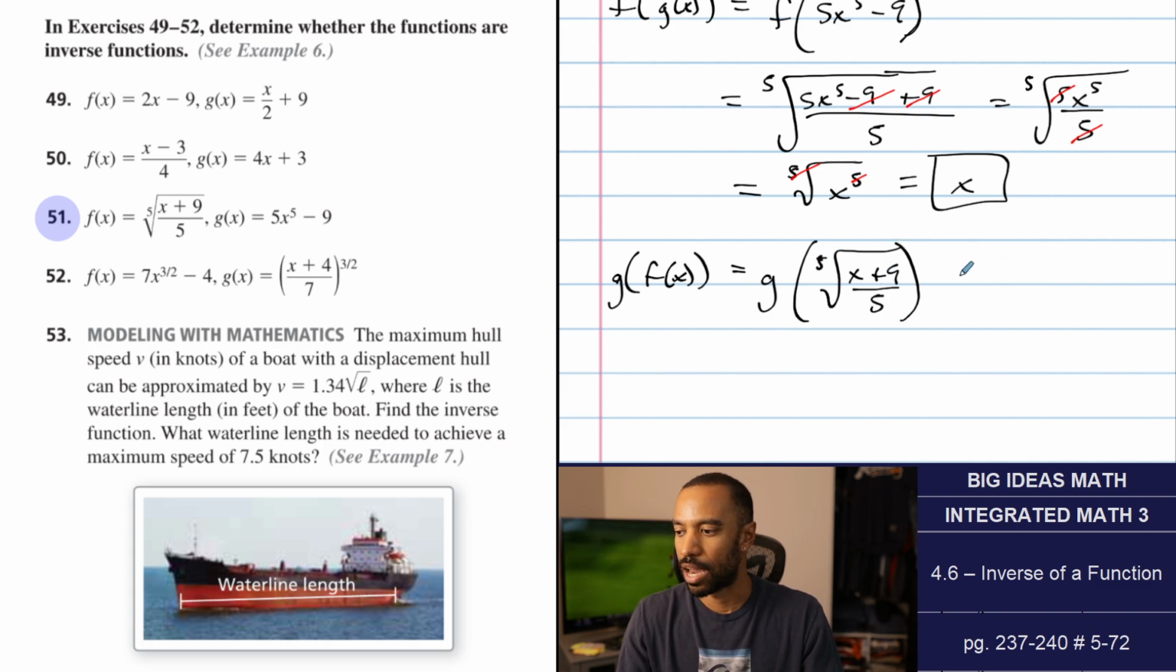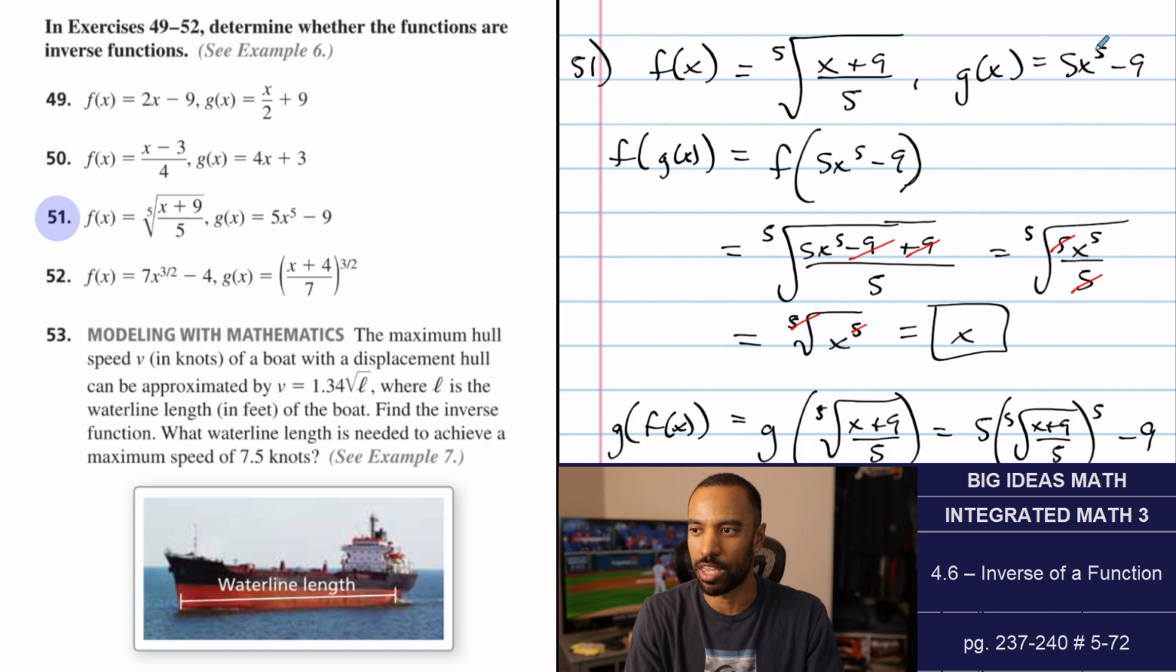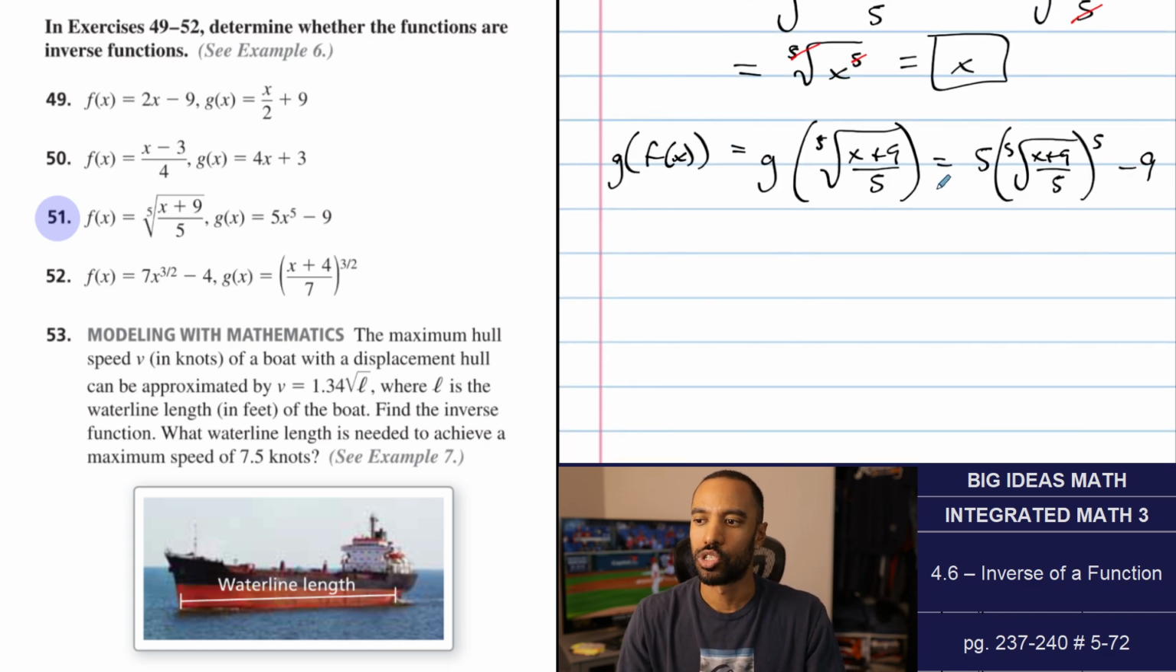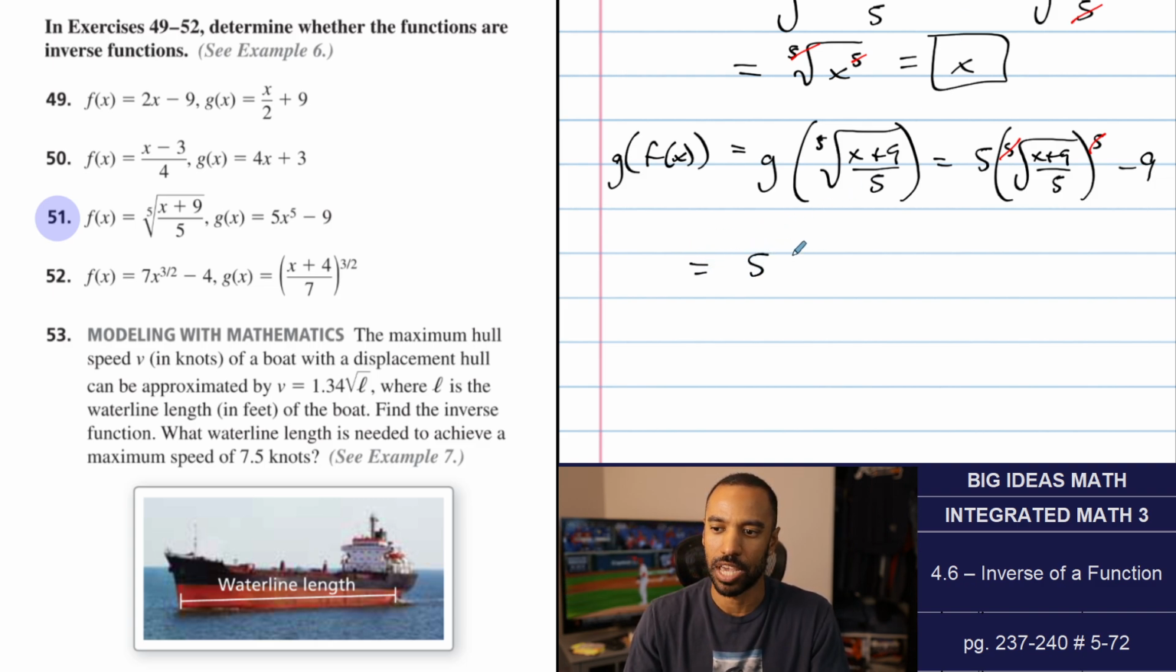And that'll equal 5 times x to the fifth, so that's input to the fifth minus 9. That's the g of x equation, 5 input to the fifth minus 9. So we begin this one with, you can't multiply 5 by anything yet. The fifth root of something to the fifth power is just that something. Again, the radicals are actually now gone there. So now it becomes 5 times x plus 9 all over 5 minus 9.